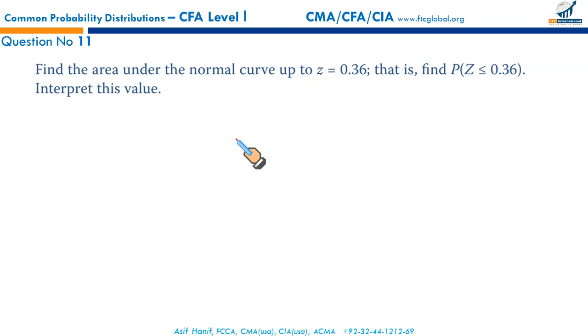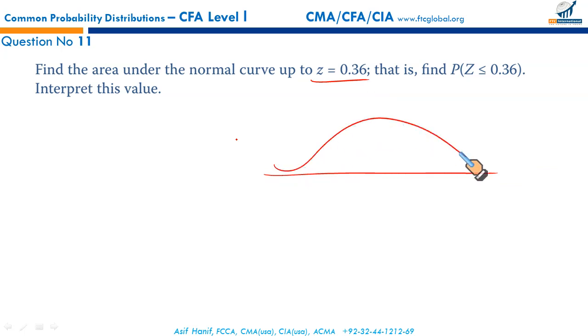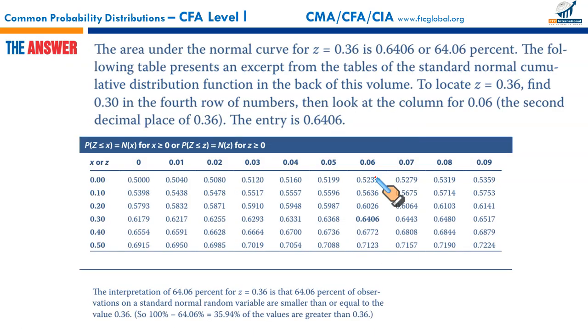Next, find the area under the normal curve up to z = 0.36. So z = 0.36 would be somewhere here, right? So what you will do, simply open your z table, look up 0.3 in the column 0.06. So this is what it is, 0.6406. Now this is the number.